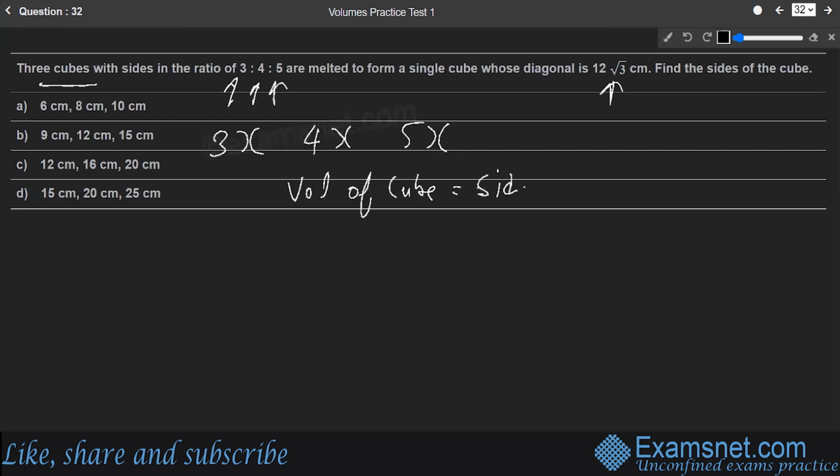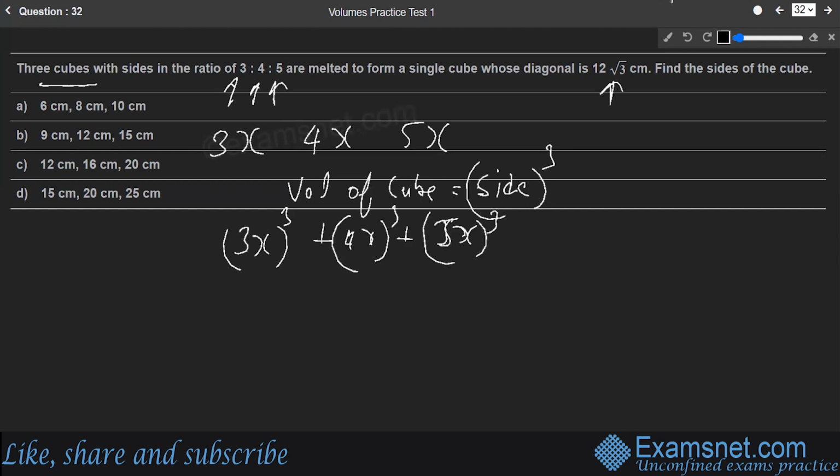The volume of a cube is given by side cube. We have got three different sides. So the volume of these three cubes all together will be the first side cube plus the second side whole cube plus the third side's whole cube, 5x whole cube. This will be the sum of all the volumes together. So this is going to be 27x cube plus 64x cube plus 125x cube. If we add it together, this is going to be ultimately 216x cube. This much is the total volume that will be created.